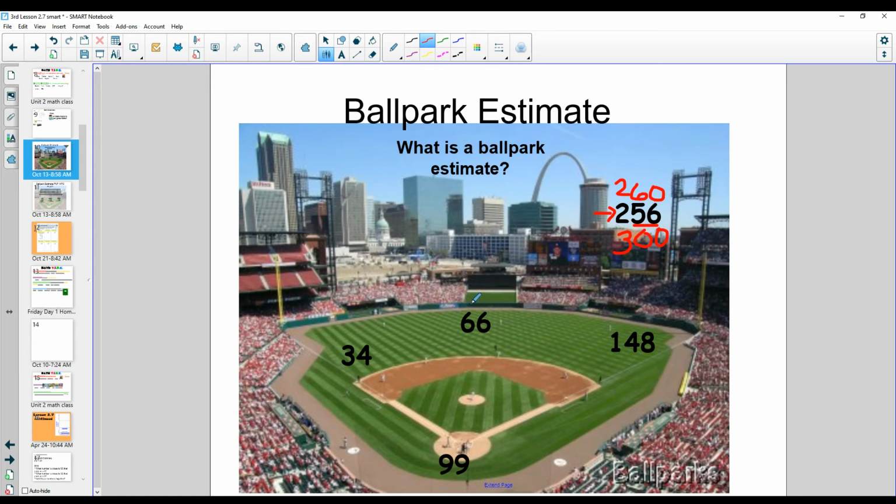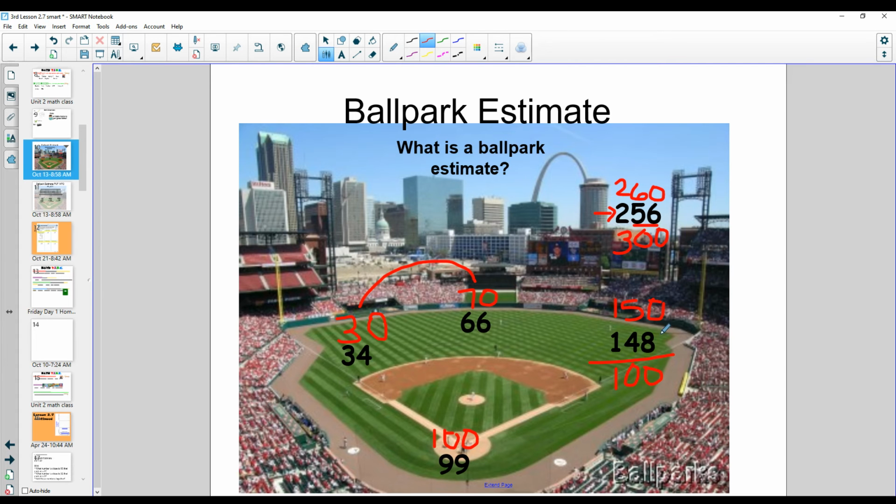66. That's closer to 70. So my ballpark estimate would be 70. 99, my ballpark estimate would be 100. 34 would be close to 30. Now look, if I were to add 30 and 70, I could do that in my head. Okay, 148. Some people might say their ballpark estimate is 150. Other kids might go, 100.